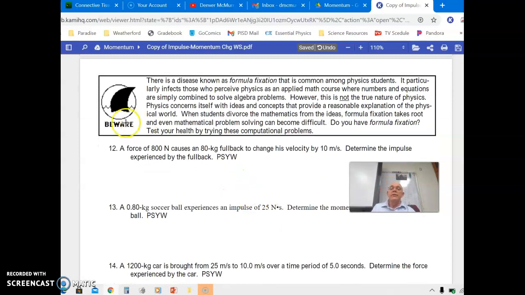All right, now on the back, it says beware a disease known as formula fixation. In other words, people just say, hey, it's like a math problem. You get numbers, you throw them in a formula without even thinking about whether they really belong, whether the answer makes sense or anything like that. All right, basically, don't do that.